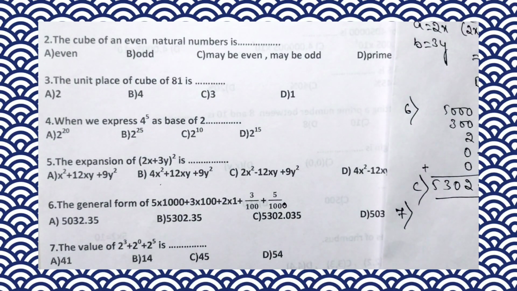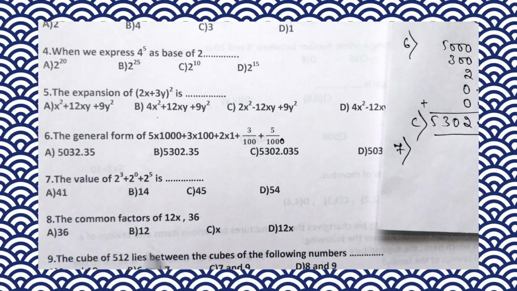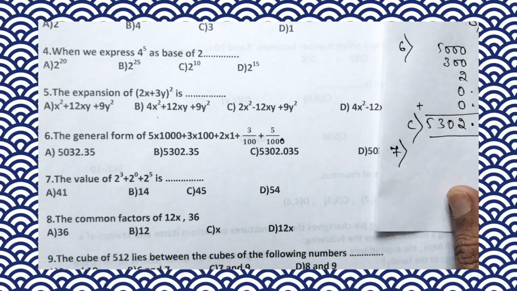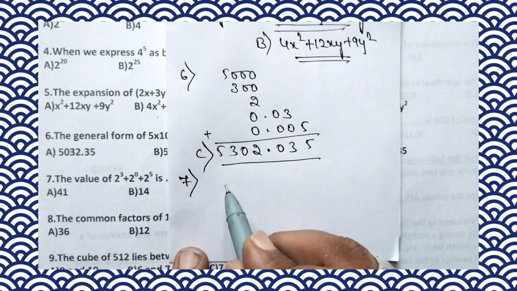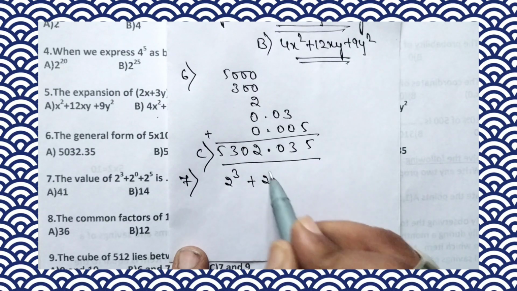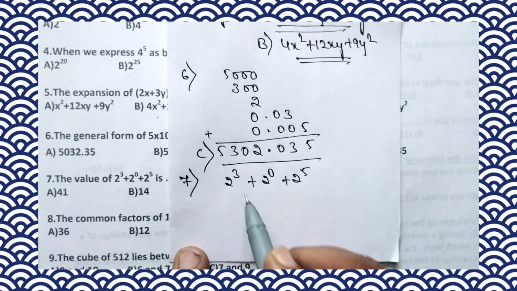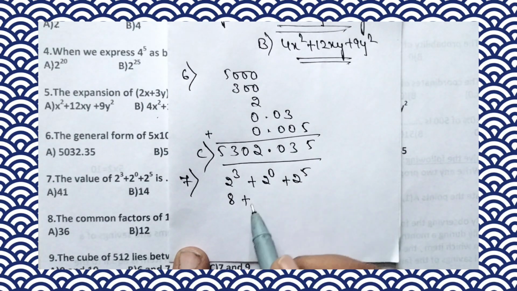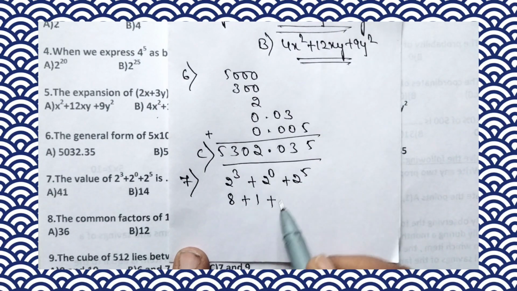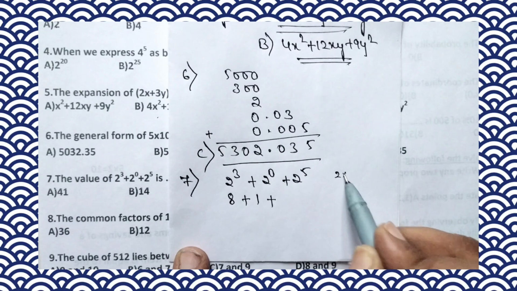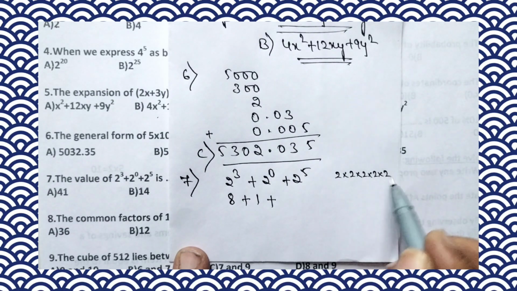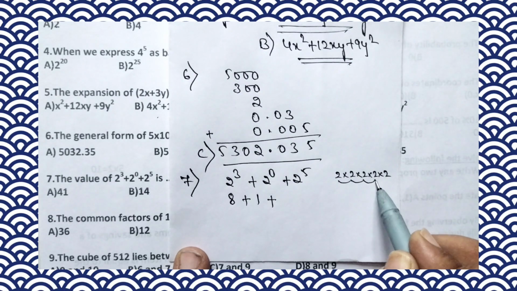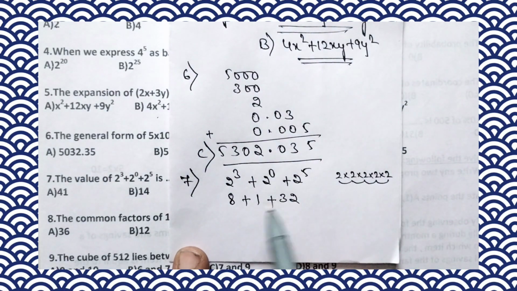The seventh question: the value of 2 to the power of 3 plus 2 to the power of 0 plus 2 to the power of 5 is dash. So now let us find the value of this. 2 to the power of 3: 2 2s are 4, 4 2s are 8. 2 to the power of 0: anything to the power of 0 is 1. 2 to the power of 5, so multiply 2 five times: 2 2s are 4, 4 2s are 8, 8 2s are 16, 16 2s are 32. So 8 plus 32 is 40, 40 plus 1 is 41.